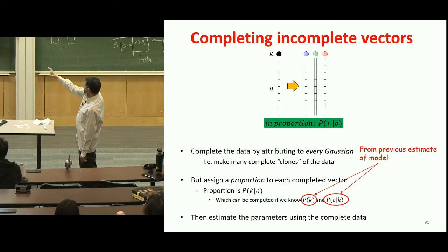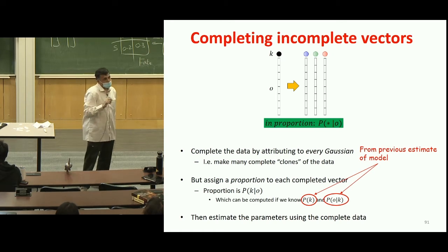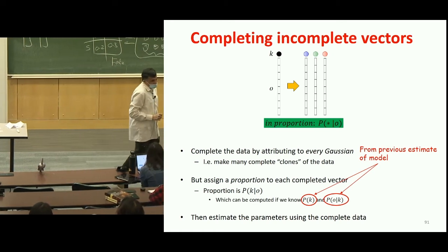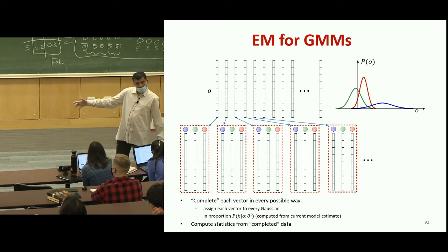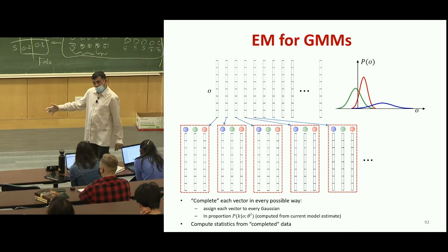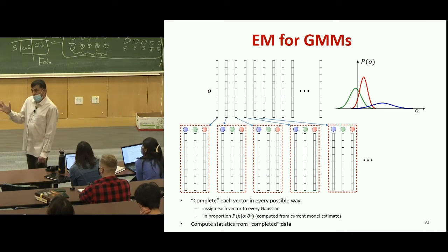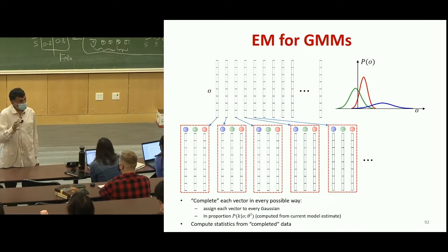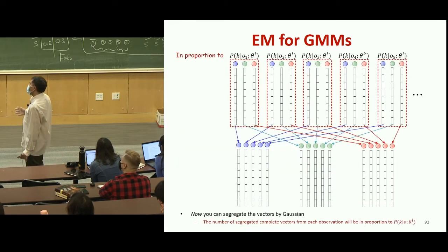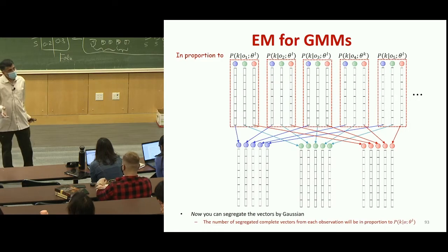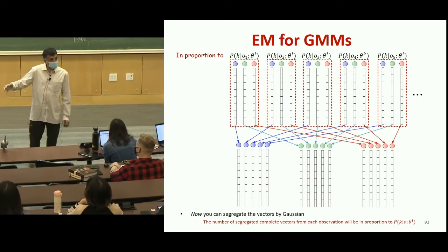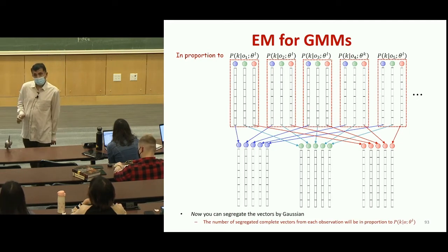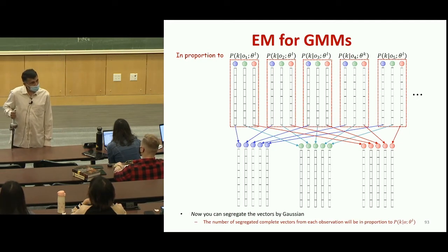And of course, to compute the posterior probability, you need the Gaussian parameters, which came from the previous estimate of the model. And so here's what you do. Every vector is going to be cloned, and the clones are going to be assigned to the different Gaussians in proportion to the a posteriori probability of the Gaussian, just like we did for the male-female case. And then once you do that, you can segregate all the data out. You can go back to the original procedure. You pull out all the blue vectors, all the green vectors, all the red vectors. You can go back and estimate the parameters of your green, red, and blue Gaussians.